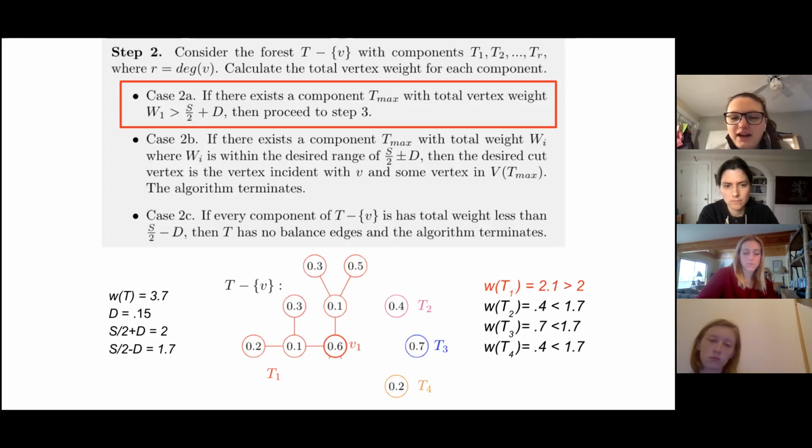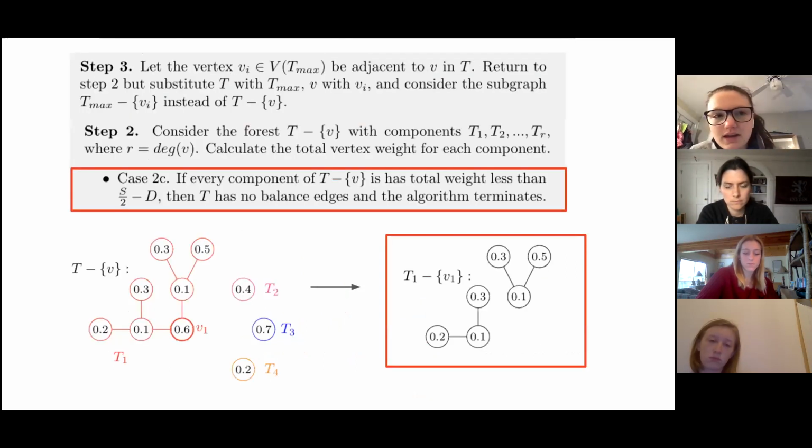In this case, we have a component that has weight more than the maximum that we're willing to accept. So we move on to step 3. Step 3 basically says to do the same thing that you did before, but only focus on the component that had more than the maximum weight. So we take the component T1, which had more weight than we are willing to accept, and we take the vertex, in this case labeled V1, that was adjacent to the original vertex that we removed.